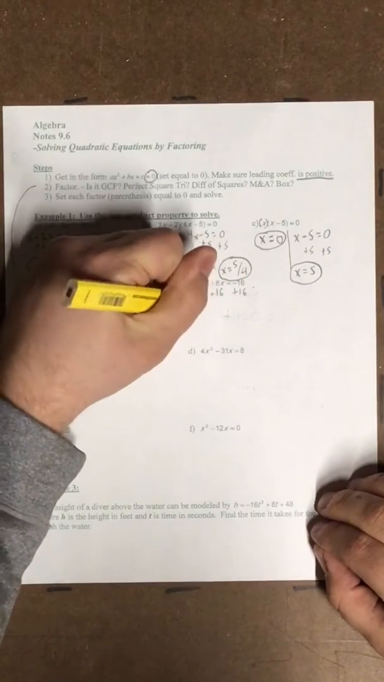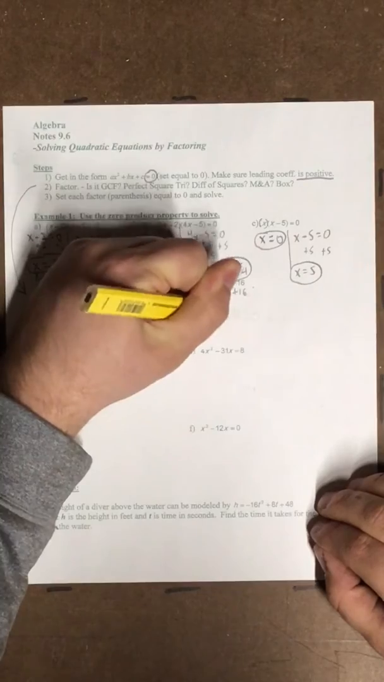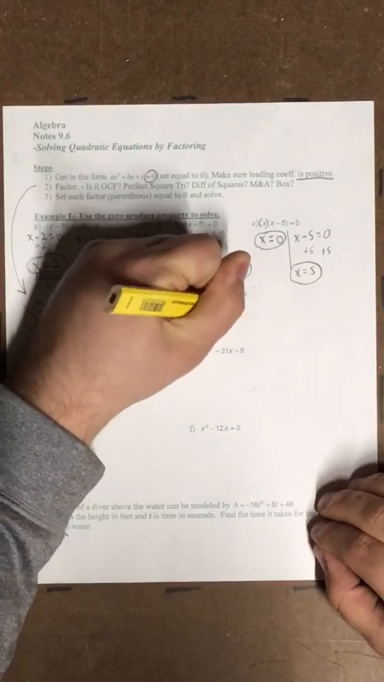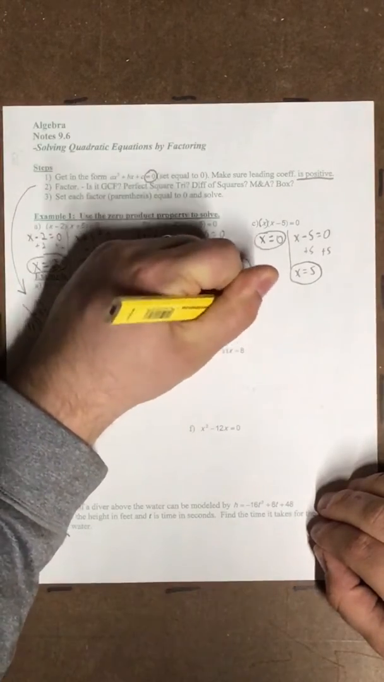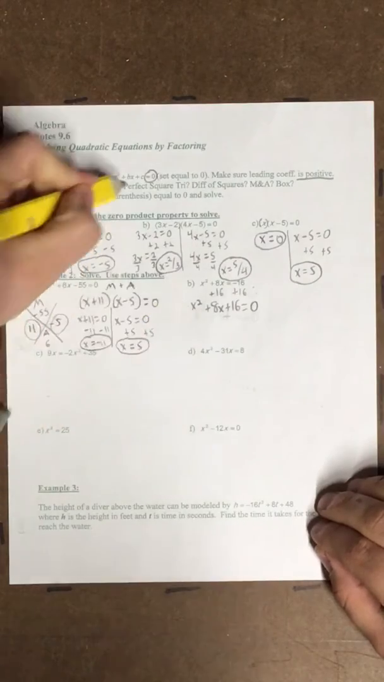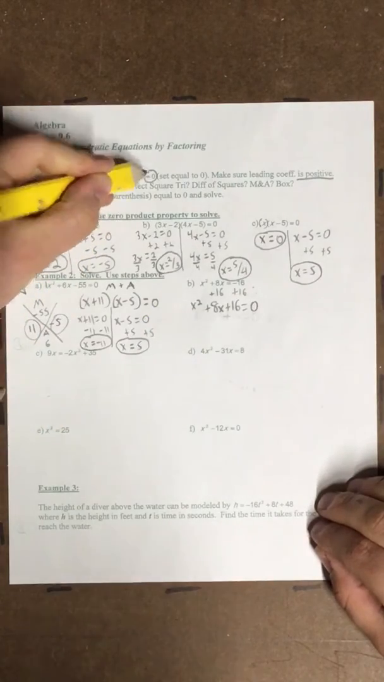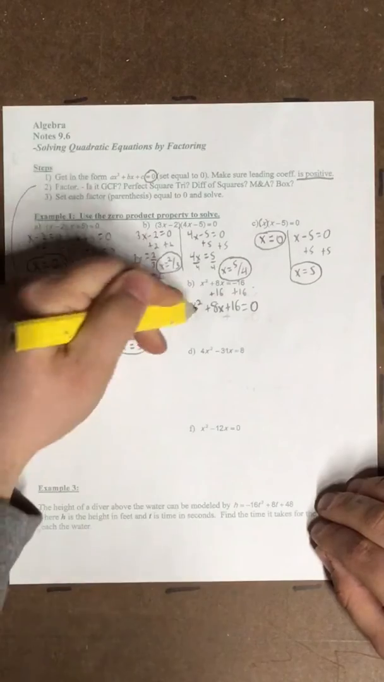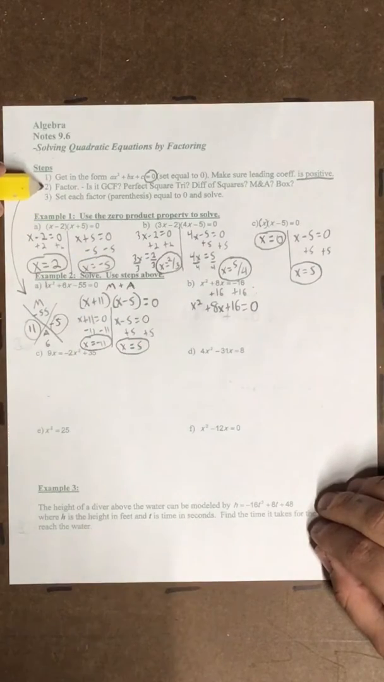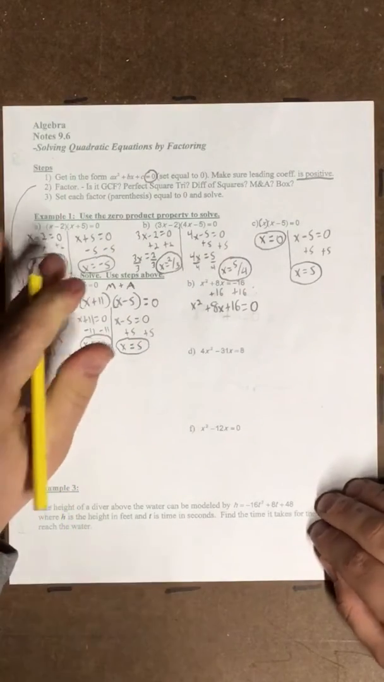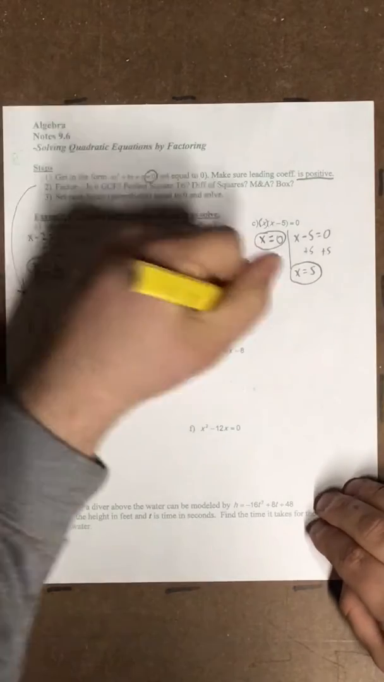When I do that, I can copy the x squared plus 8x down, and then I'm going to have plus 16 is equal to 0. I've done my step 1 now. I have this equal to ax squared plus bx plus c equals 0. From here, I need to figure out which factoring method I need to use. I'm going to tell you right now, this one is a perfect square trinomial.